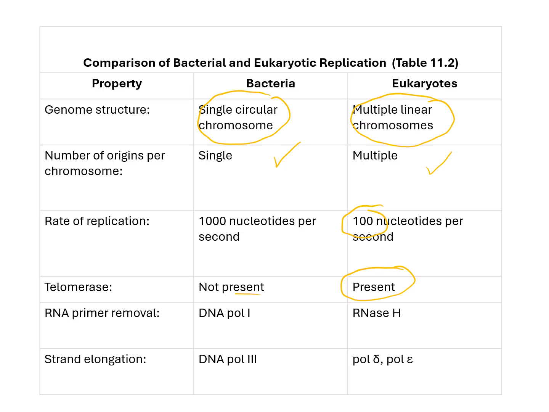Remember that DNA polymerase 1 was the one that removed the RNA primer in bacteria, whereas RNase H is the one that removes the primer in eukaryotes. And finally, the main polymerase responsible for elongating or making the new DNA daughter strands is DNA polymerase 3 in prokaryotes, and it's DNA polymerase delta and epsilon in eukaryotes.